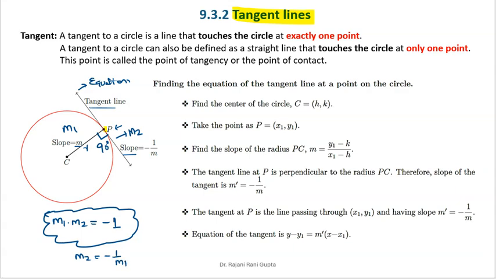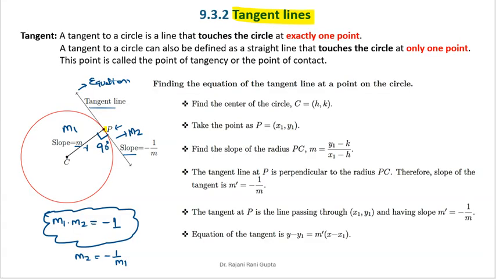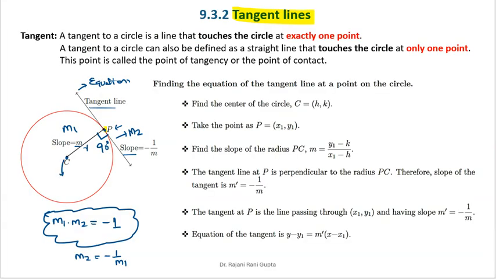Let's understand this with the help of an example. If they ask you to find the equation of a tangent to this circle at this point, first of all we need to find the center, because we need two points, correct? We need this point C and this point P, because if we have two points, then we can find the slope. So how do we find this point? This point is nothing but the center of the circle.